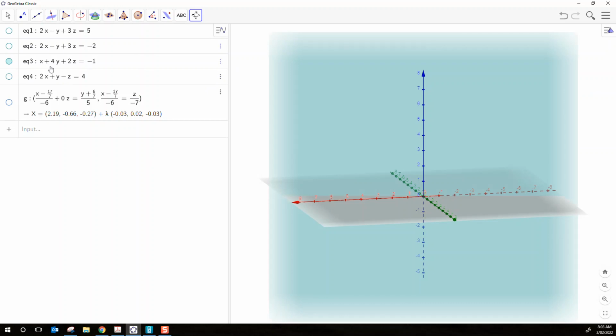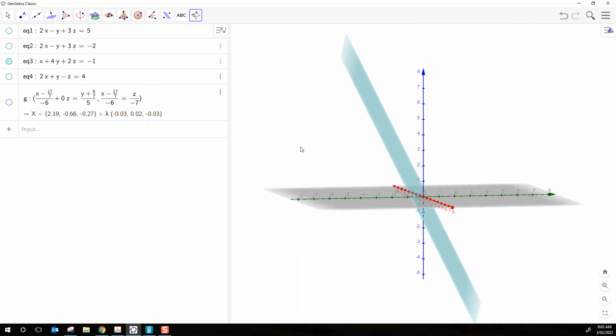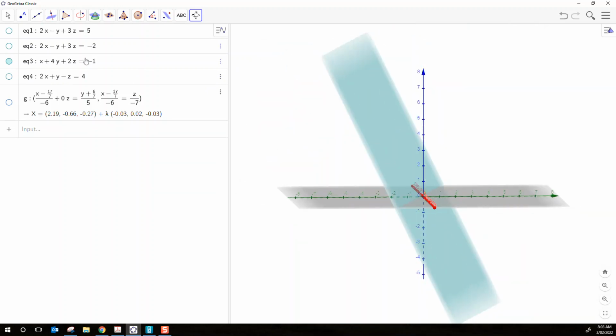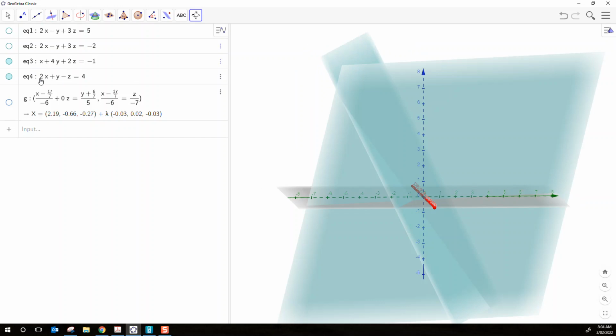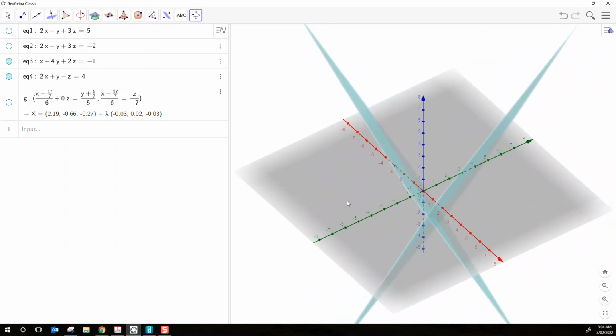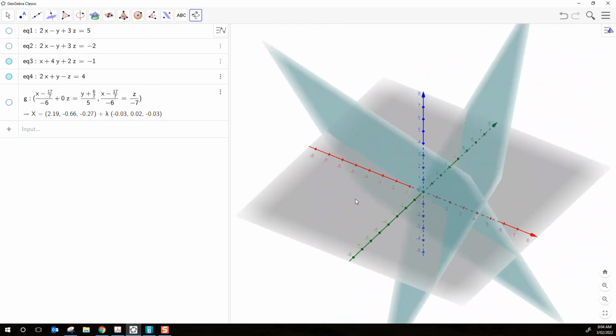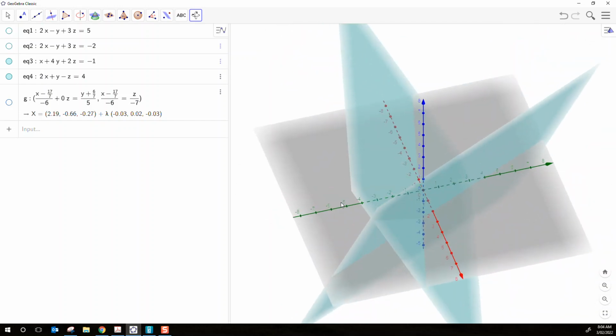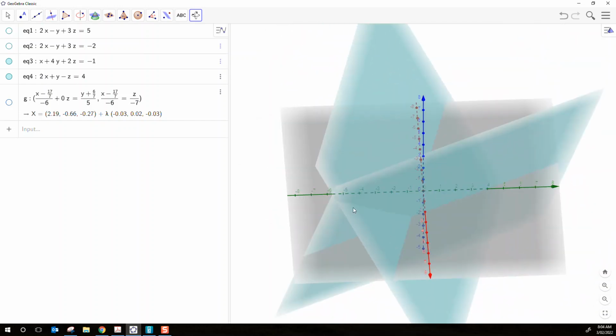What if I turn on equation 3 here? So equation 3, perfectly good 2D surface, a plane. So the normal would be 1i plus 4j plus 2k. And equation number 4 here, the normal for this one is different. You see 2, 1, negative 1, the coefficients are different. So our planes are definitely not parallel. Now, what happens when two planes are not parallel? Well, they intersect, and they intersect in a line. So I'll just highlight the line.